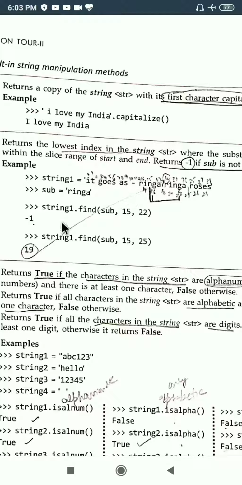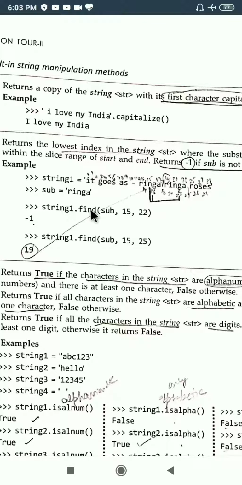So how to write for it? string1 dot find, means in string1 we need to find this substring ringa, in it goes as ringa ringa roses. In this string we need to find ringa, and from where we have to start? From the 15th index. Index 15 is n, from here it is starting, and it will go up to 22 only for checking whether that particular substring is a part of it or not. So 22, it is up to here. In between this we are not getting a complete word ringa, so it will return -1.